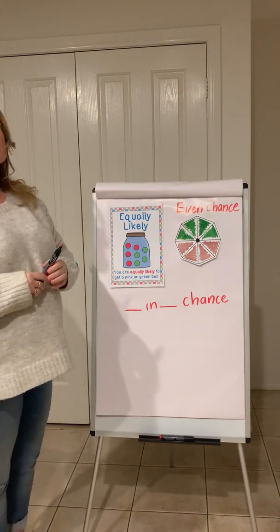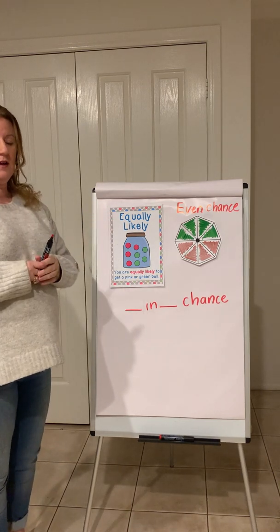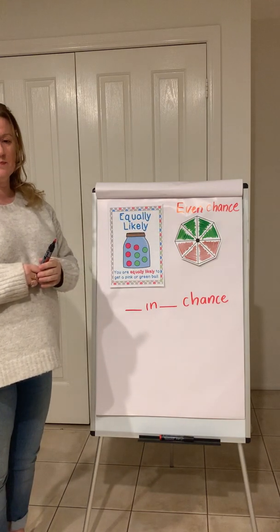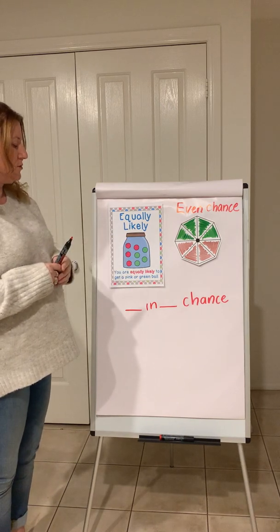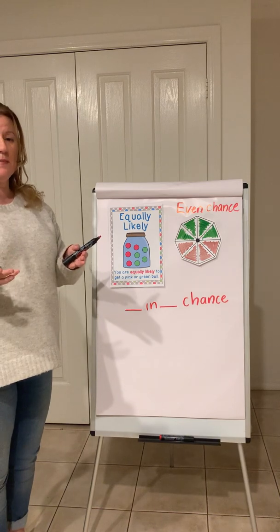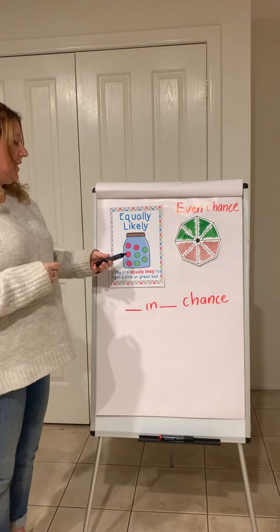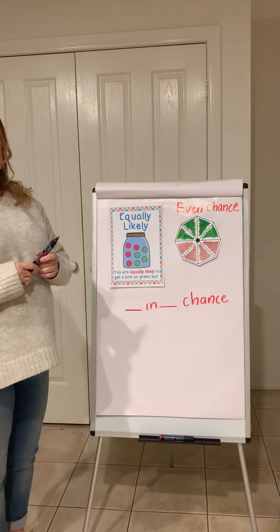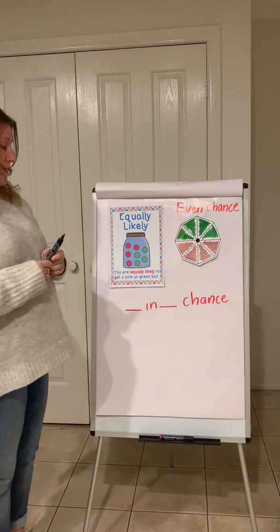Let's look at our next special word. Equally likely. Equally likely and even chance mean the same thing. So when I look at my jar, there are 4 pink marbles, there are 4 green marbles. It's exactly the same number. So there is an equally likely chance that I could pick out a pink marble or an equally likely chance that I could pick out a green marble. The numbers are the same.